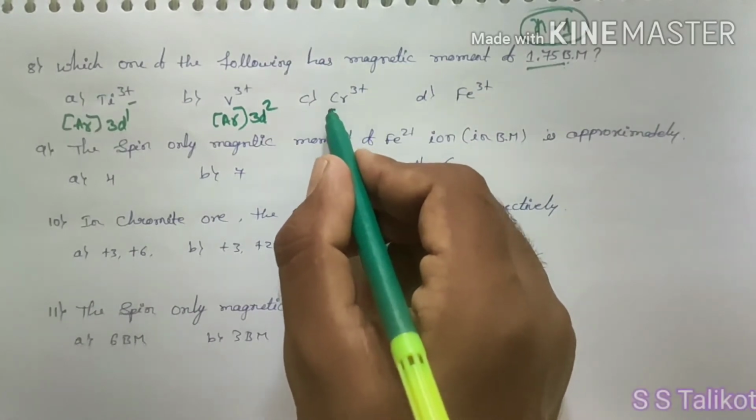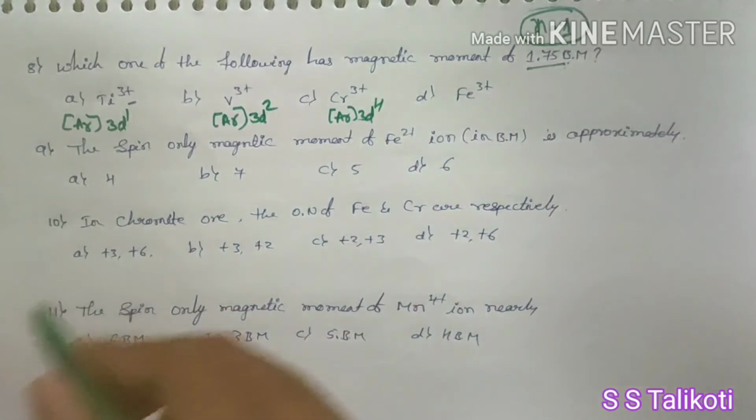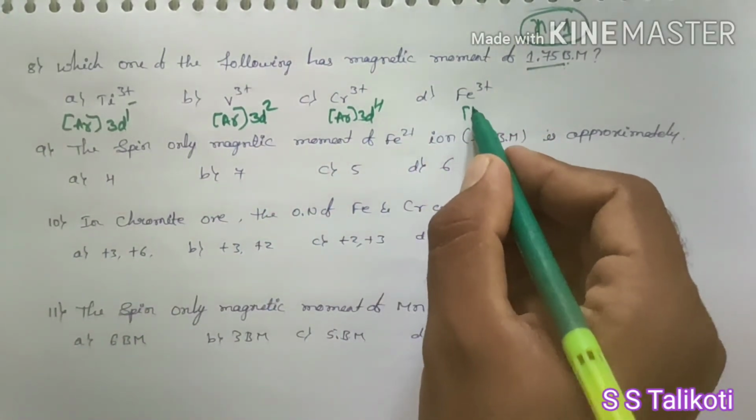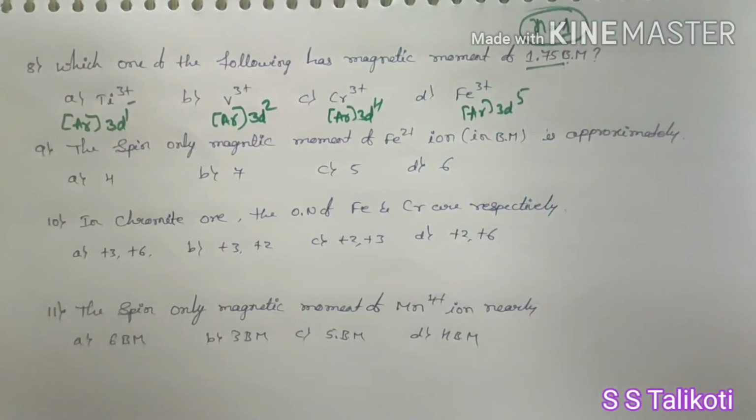Chromium 3+ means argon 3d4. Fe3+, argon 3d5. This is the electron configuration.